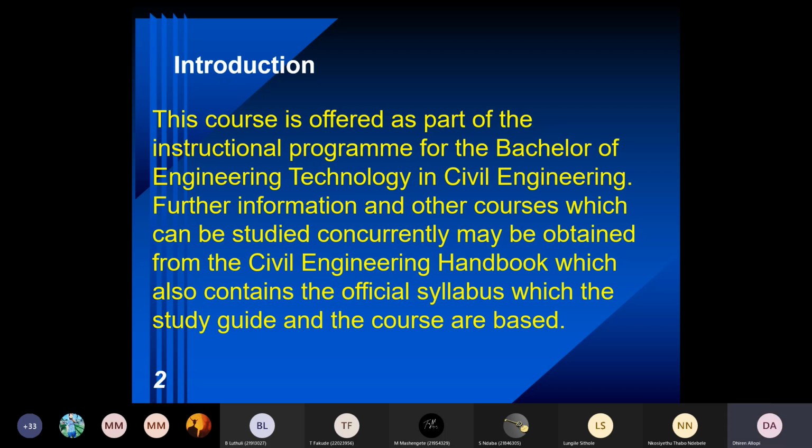If you want further information on other courses, you can refer to the Civil Engineering Handbook, which contains the official syllabus. And with regard to the study guide, that's posted on Moodle, so you can refer to Moodle for the updated study guide as well as the term planner.